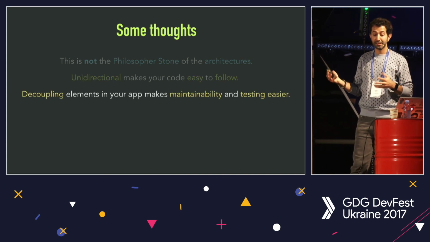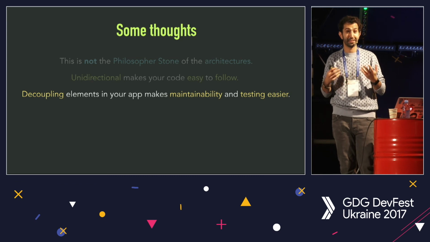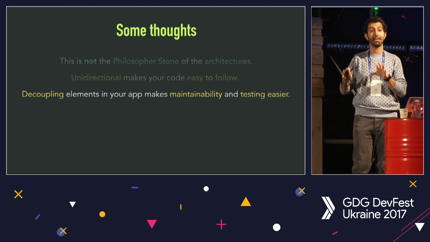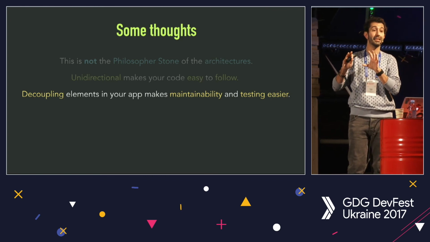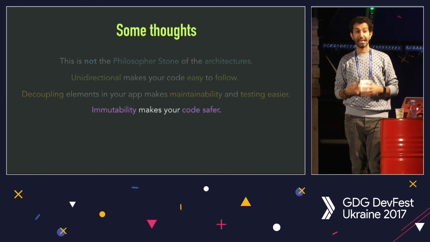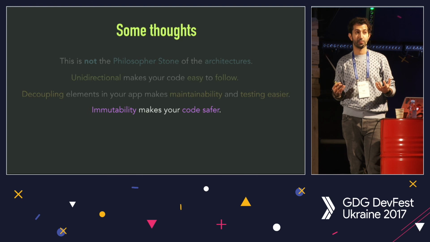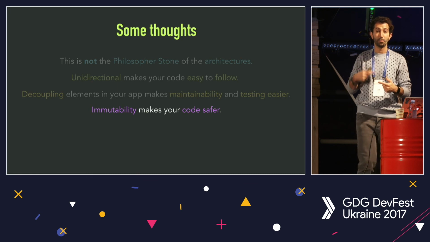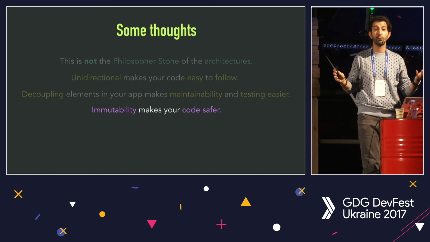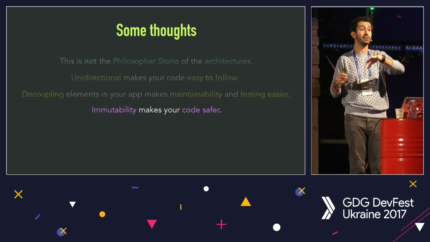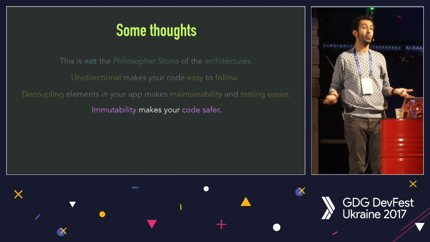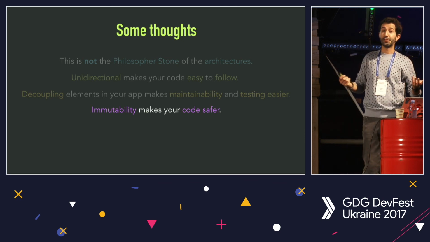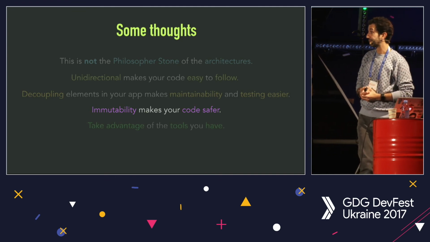Decoupling elements makes the maintainability of your app and testing easier. As we have seen before, every component can be completely tested in an isolated way. Immutability makes your code safer. As we have seen before, we cannot change the state, just generate a new state in the reducer. But what is more important is that if we are working in a team, and another person tries to modify the state in the presentation layer, you cannot change that because it's an immutable object. The same with actions.